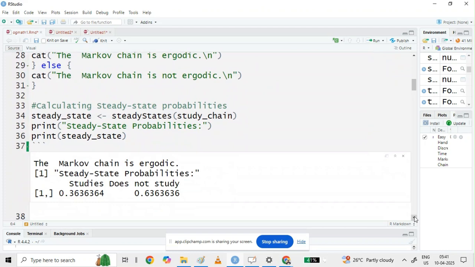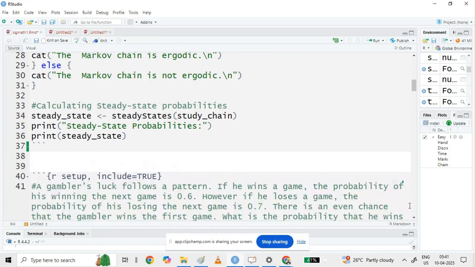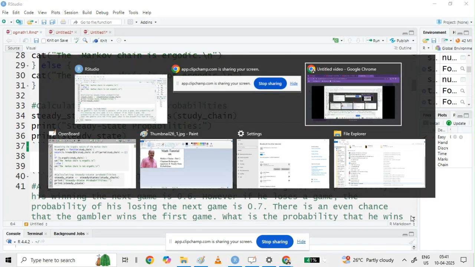The Markov chain turns out to be ergodic. The steady state probabilities are 0.3636 for the student to study in the long run and 0.6363 for the student to not study in the long run. We got the same answers the other day as well. We got them as fractions 4 by 11 and 7 by 11 that can be verified. We'll go to the next problem now.